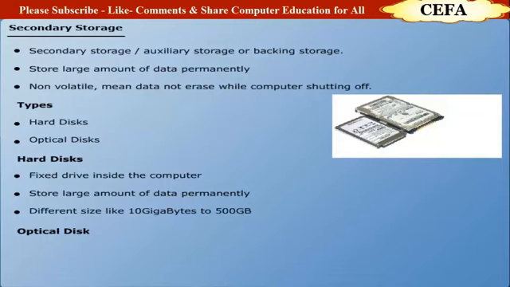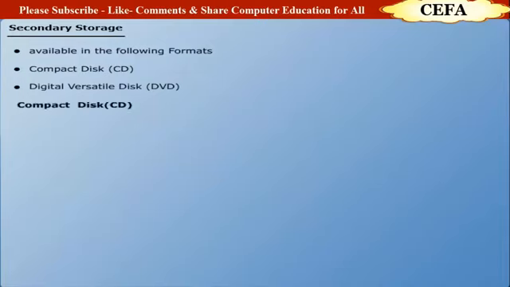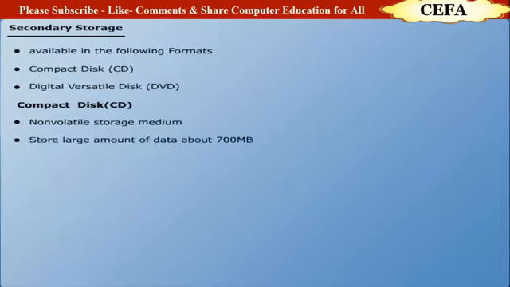Optical disk. An optical disk is also used as a secondary storage medium. Data can be written and read using a low-powered laser beam. Optical disks are available in the following formats: compact disc or CD, digital versatile disc or DVD. Compact disc, CD. A compact disc is a non-volatile storage medium which is used for recording about 700 MB of data.